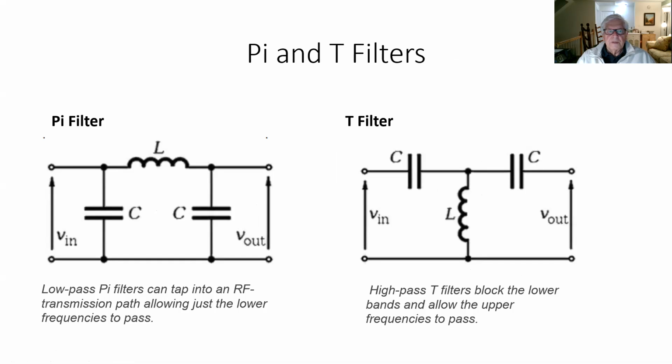And then finally, we have pi and T filters. The T filter has two inductors and a capacitor between them, and the pi filter has two capacitors and an inductor in series between the two. And that's it.